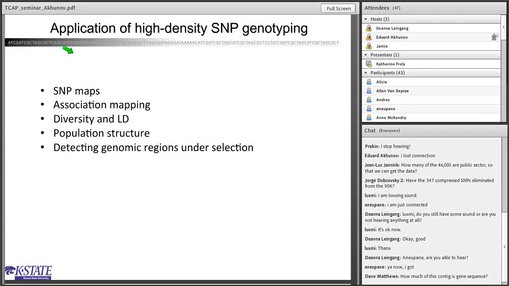So now I would like to switch to the application of high density SNP genotyping for various purposes. The first thing that we have done, we developed SNP maps. Then it can be applied for association mapping, analysis of diversity, linkage disequilibrium, then studying population structure, and for detecting genomic regions that are subjected to selection using population genetic approaches.